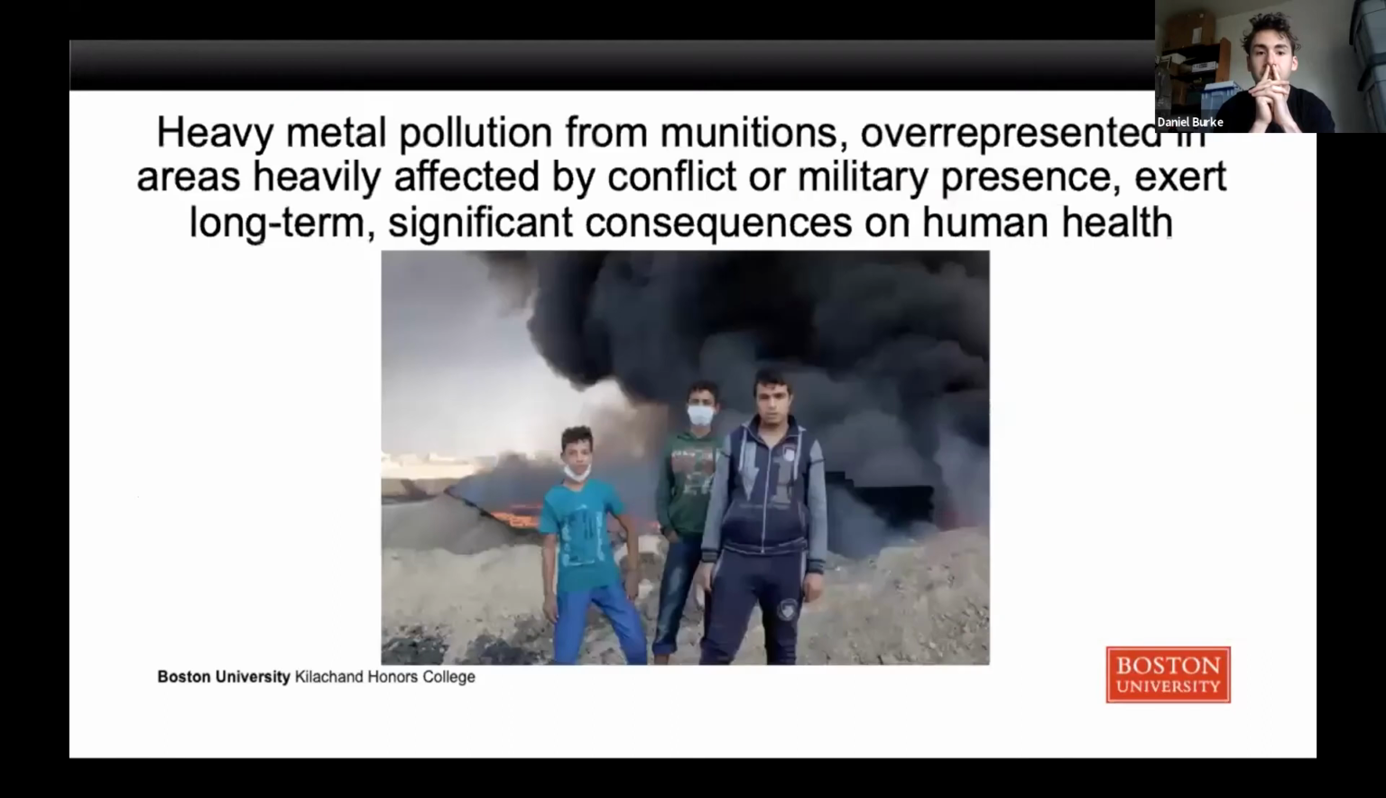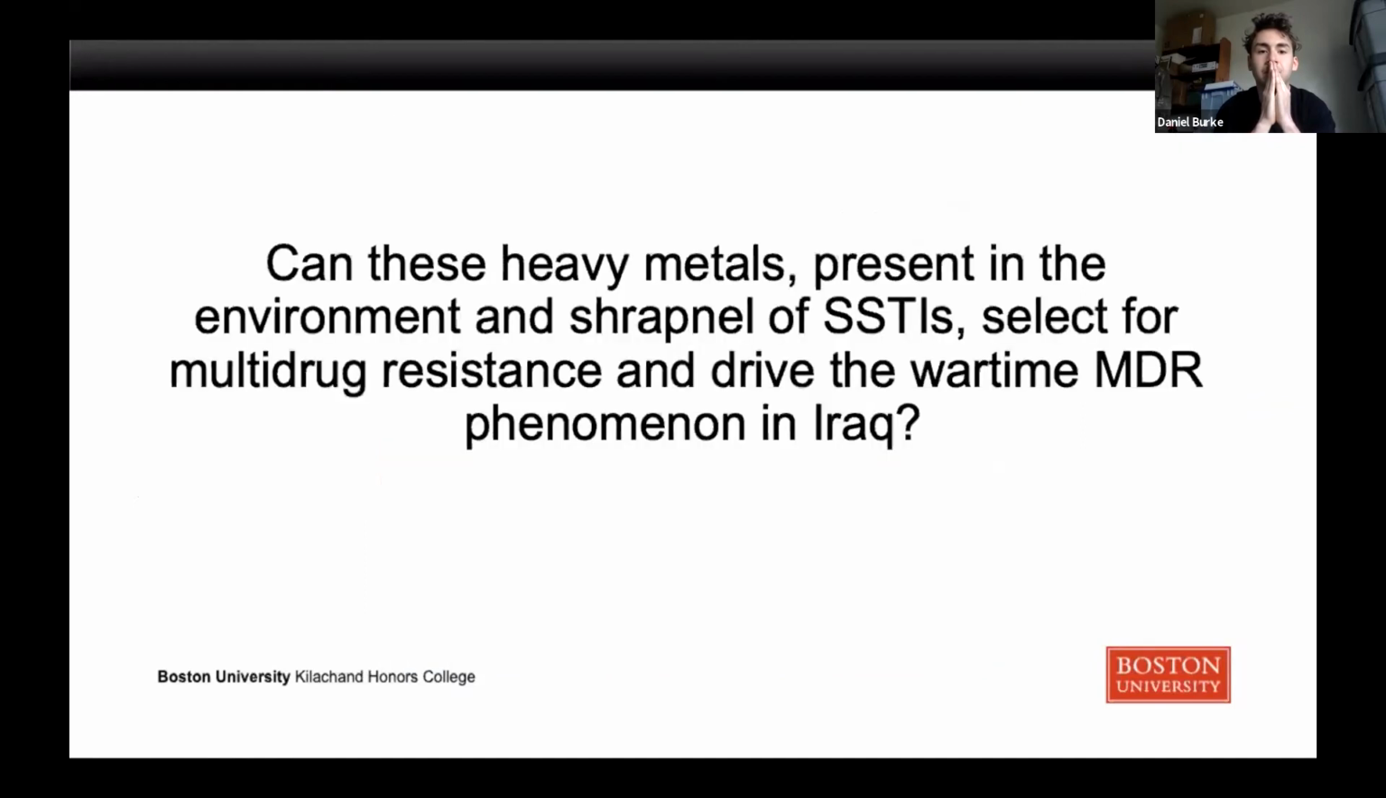And so this provides evidence that heavy metals from munitions that are overrepresented in areas heavily affected by conflict in Iraq have long-term deleterious effects on human health. And although we know that these heavy metals can act as neurotoxins and teratogens, we don't actually really understand if they can also affect the microbiome of the region and thus drive this multi-drug resistance phenomenon in Iraq.